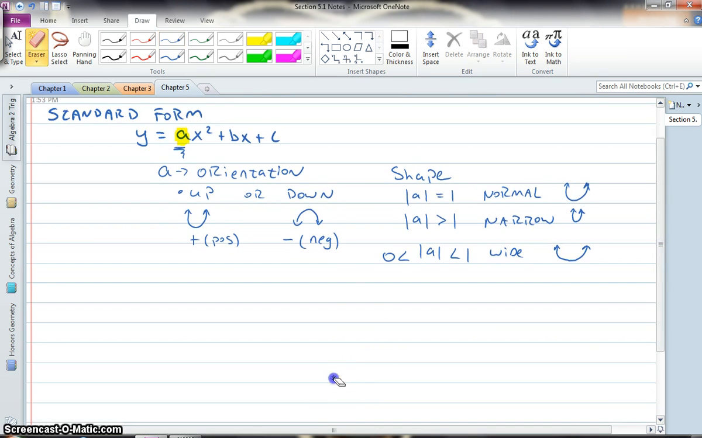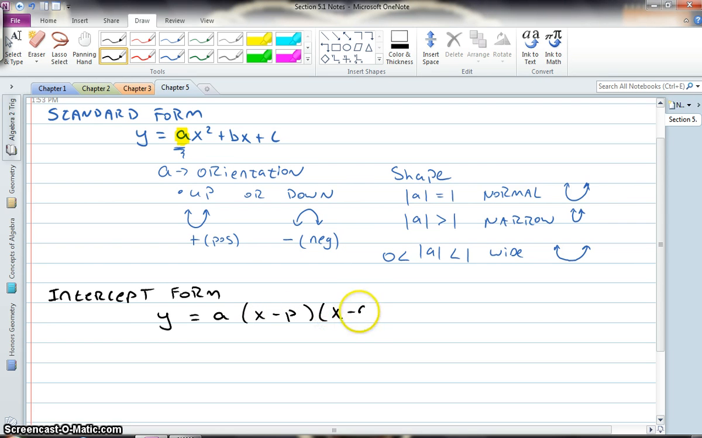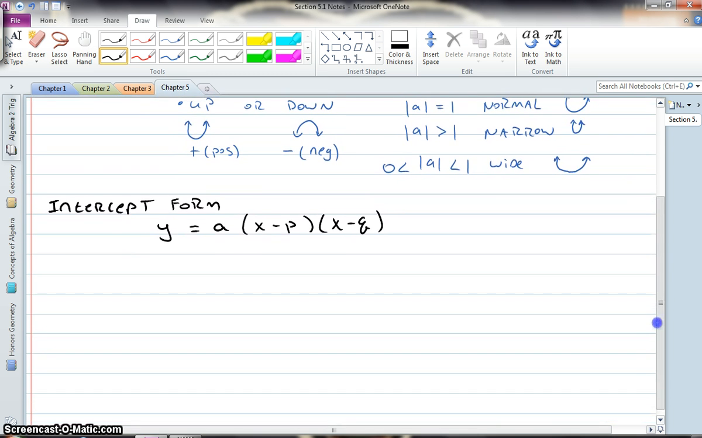Alright, the second form we're going to talk about today is intercept form. Now, simply by the name, you can probably guess what it tells us. Intercept form is going to be y equals, there's that a value again out in front, and then x minus p times x minus q. So intercept form is kind of like factored form. Think of applying ZPP, the zero product property, here.